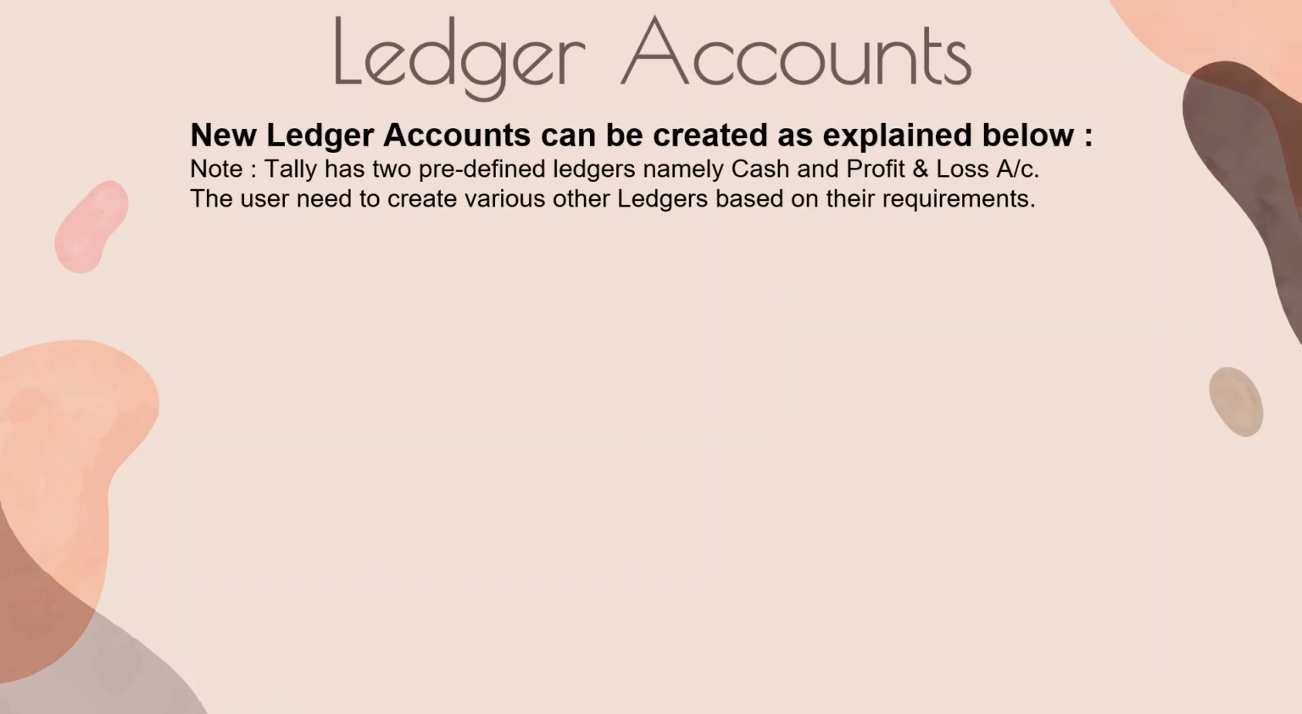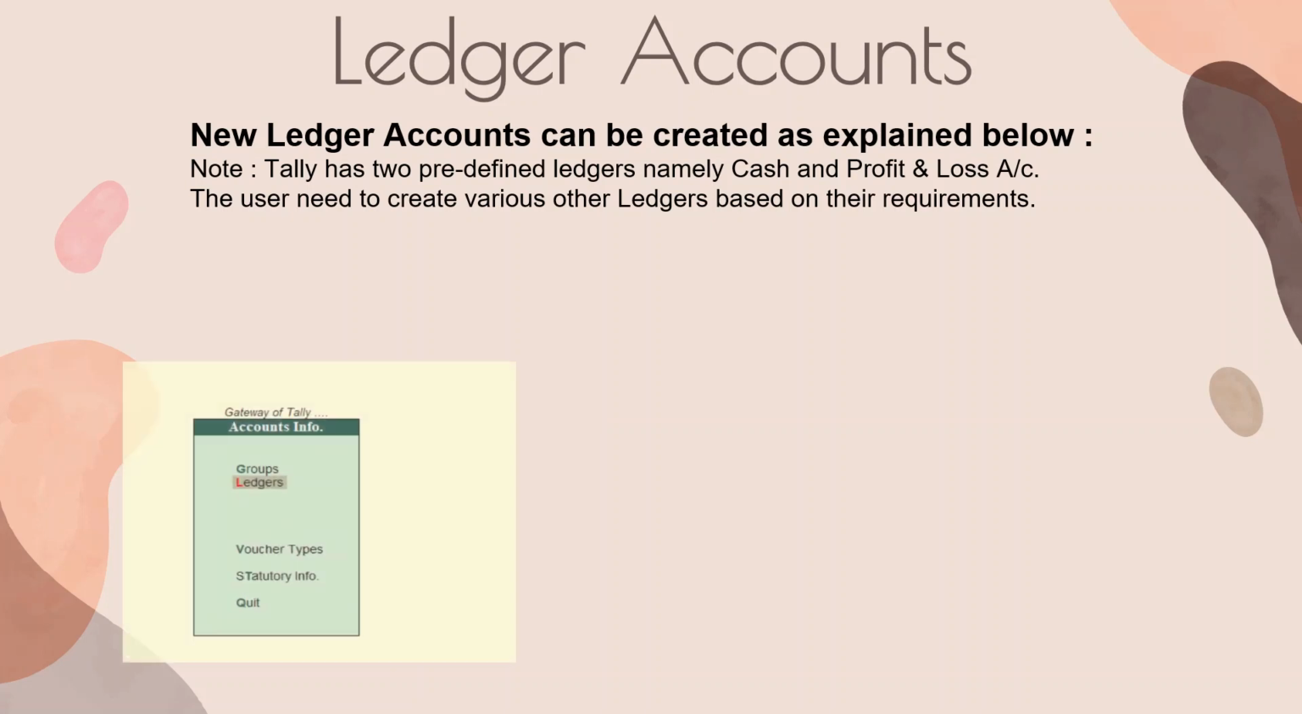Then ledger accounts. So new ledger accounts can be created as explained below. Now see, two predefined ledgers are already there in the software. That is Cash and Profit and Loss account. If we need, we can create.